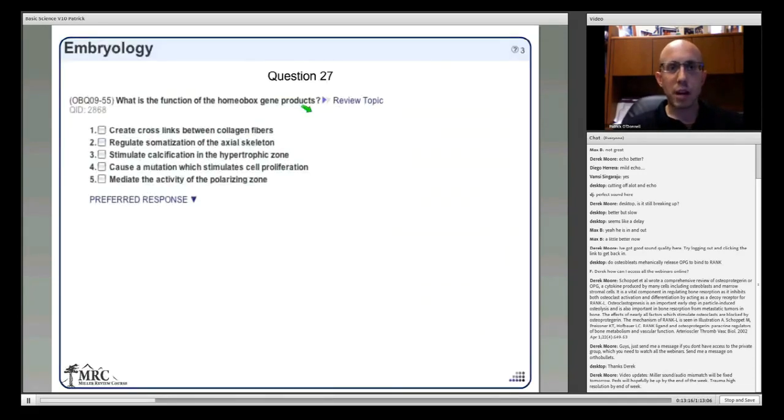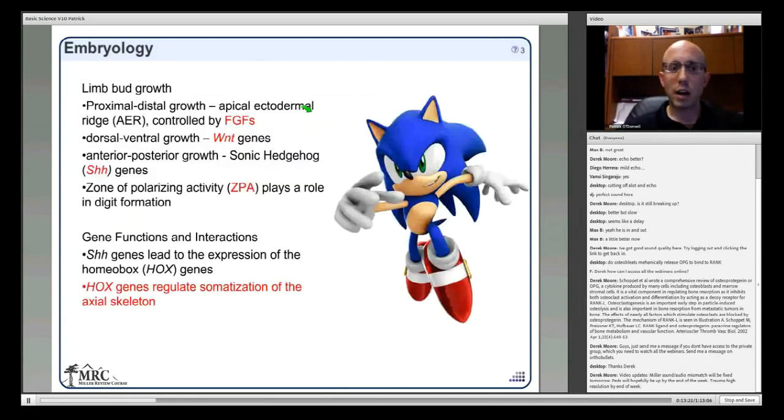Next topic, embryology. Question 27. What is the function of a homeobox gene products? A little bit about embryology is always something good to know for your exam. There's usually going to be at least one question on it. Got to know your limb bud growth.